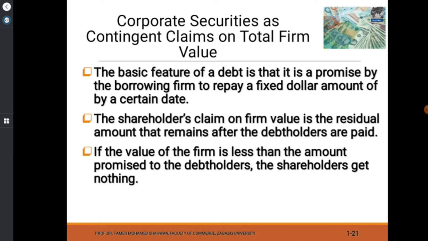This means that we could make a ranking of different types of securities based on the right of payment. Debt holders have the first priority for payment. The second priority is given to different types of bonds, and the last priority is given to stock. Imagine that the value of the firm is less than the debt and bonds. This means that the shareholders get nothing. This is why we say investing in stocks is riskier than investing in bonds, and you must be careful about different corporate securities and what the contingent claim on total firm value is.